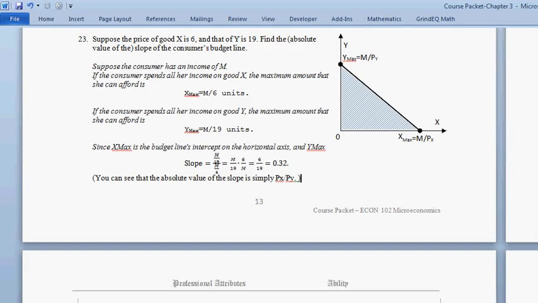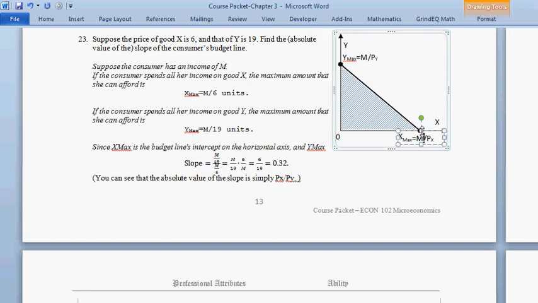Now, on the graph, that's this point. So from 0 to this point, that's the maximum amount of good X that she can afford. See, we have an economic definition for this number. It's not a meaningless math term.